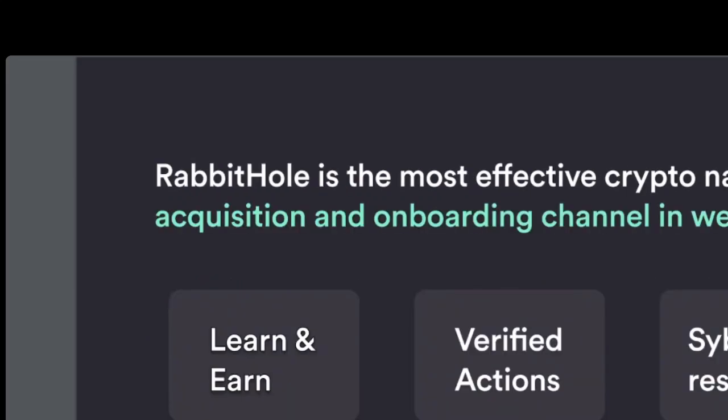So we have various ways of doing this. Users can learn and earn through quests, like I mentioned, through skills. There's verified actions, so we actually use the graph, subgraphs, to verify if you've done the action that we're looking for on chain. And then we actually have Sybil resistance measures.